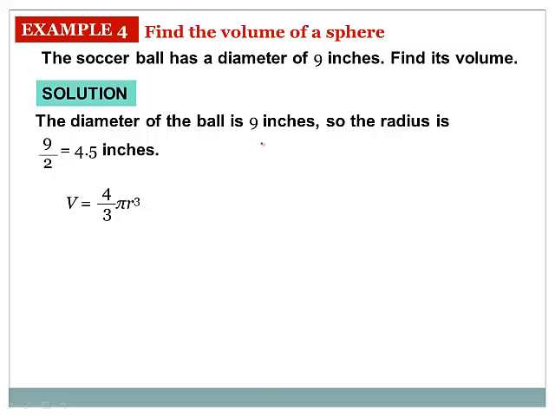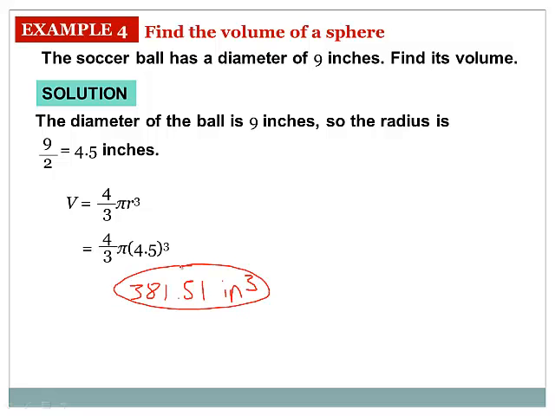So 4/3 pi r cubed, and depending on what you actually use, you plug it in. I'm going to use just 3.14 for pi. So you do 4/3 times 3.14 times 4.5 to the 3rd power. And be careful how you actually plug this into your calculator. You should get roughly around 381.51, and that would be inches. In this case, it's cubed. But if you were to use the pi button, you would get roughly around 381.70.